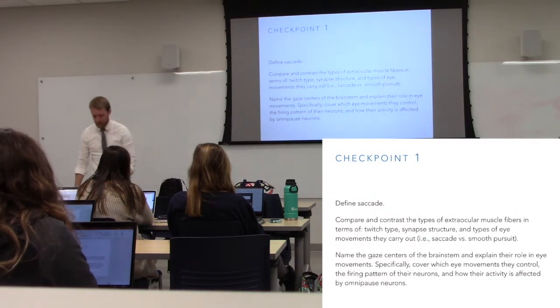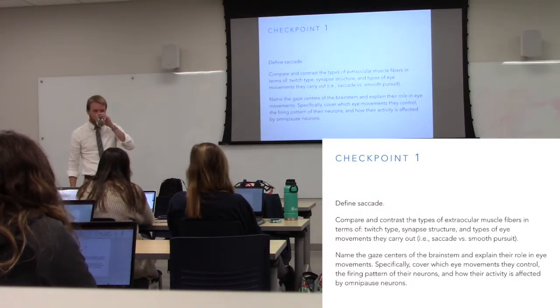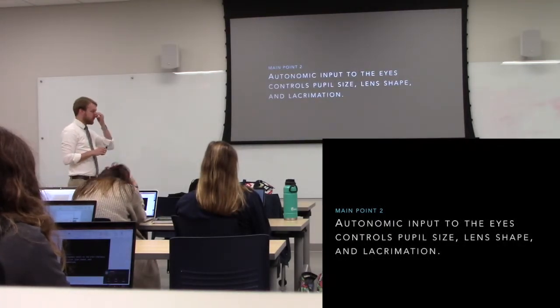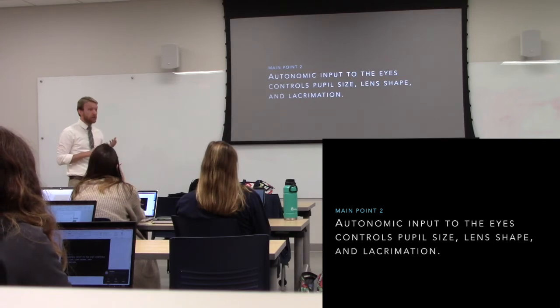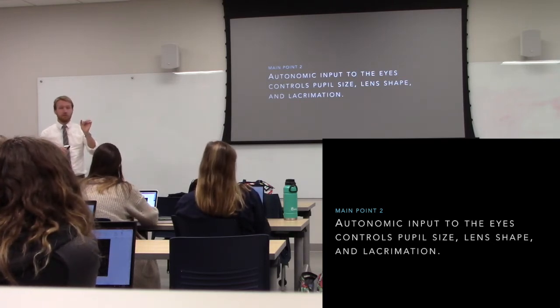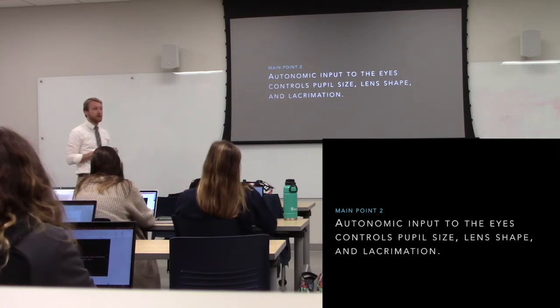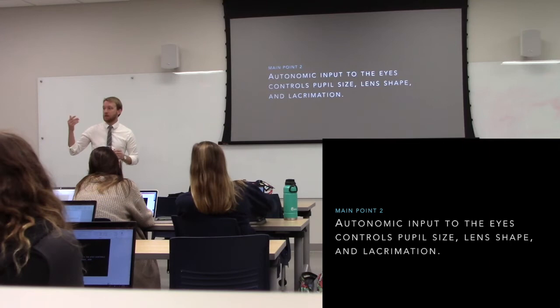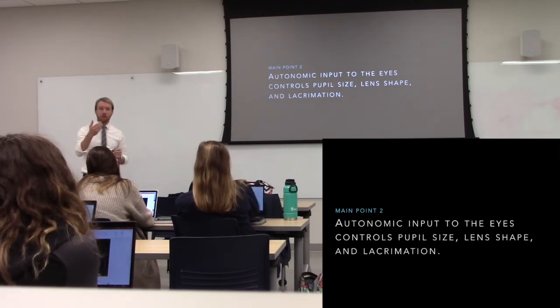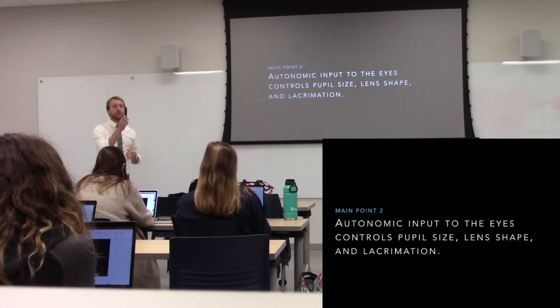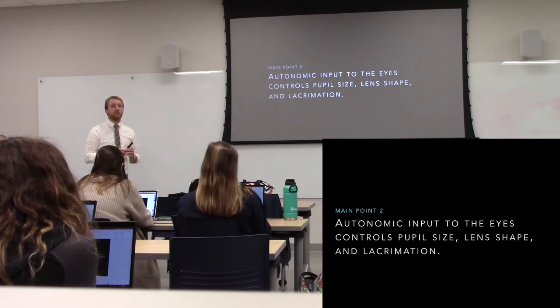All right, let's talk about autonomic input to the eyes then. What we're going to be controlling is how much light we allow in, so size of the pupil, and where that light hits. How far back or forward is it going to hit? We're going to adjust the thickness of the lens so close objects can be in focus, and we can focus on more distal objects as well.